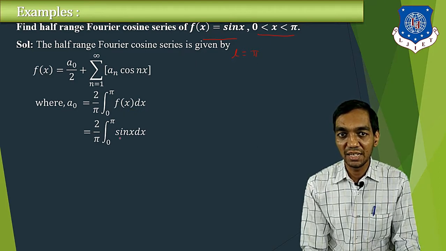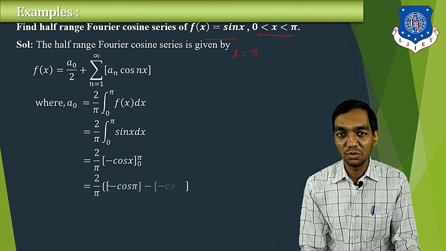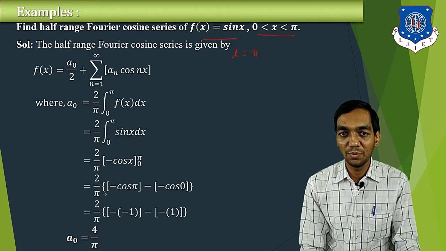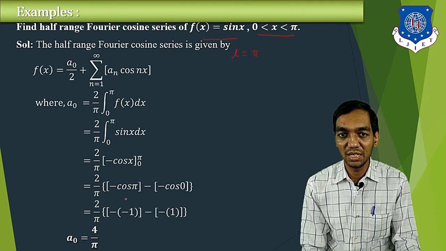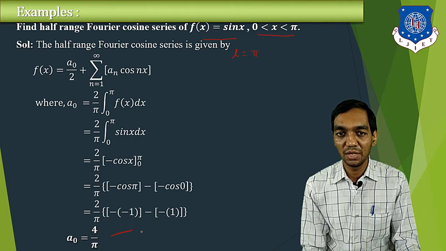f(x) has a value sin x, correct? So you will have 2 by pi, integral 0 to pi sin x dx. Sine has an integration minus cos, and the limit is from 0 to pi. So substitute the upper limit and lower limit. That will give you 2 by pi into minus of cos pi minus cos 0. But cos pi has a value minus 1 and cos 0 has a value 1. So you will have 1 plus 1, that will be 2, into 2 by pi, that is 4 by pi. So this is the answer of a0.